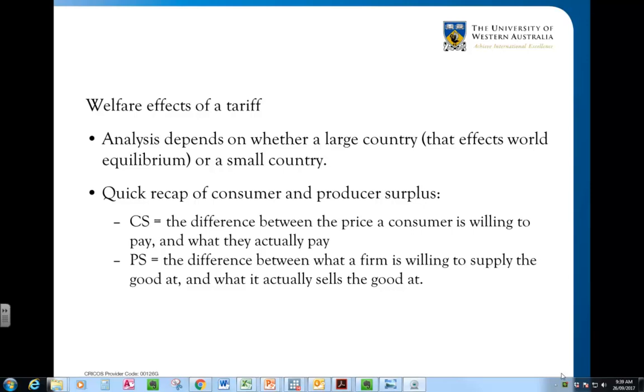When we talk about welfare effects, we're going to obviously talk about consumer and producer surplus. I'm sure all of you know about consumer and producer surplus. Very quick recap. Consumer surplus, remember, is the difference between the price the consumer is willing to pay and what they actually pay, whereas producer surplus is the difference between what a firm is willing to supply the good at and what it actually gets to sell the good at. And so we're going to use those concepts and also bring in the concept of deadweight loss to look at the situation here.